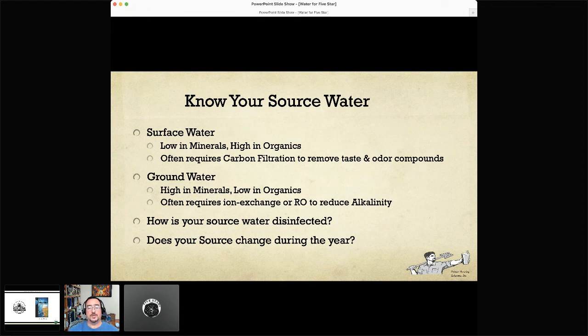Another thing to know is, does your source water change throughout the year? Here in California, where we're in drought situations all the time, our source water can change weekly. Therefore, lots of California brewers turn to reverse osmosis systems so they can always start from ground zero and build up their water profile. If you're on the East Coast, somewhere nice like Asheville, then you really don't have that problem. You have a very steady water source that you can rely on. But again, it's important to know if your source water changes during the year.